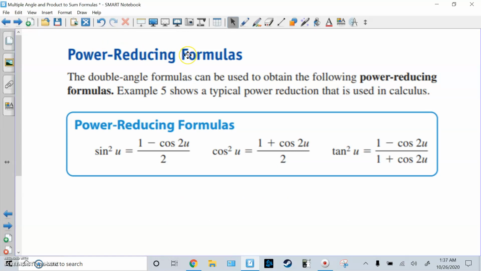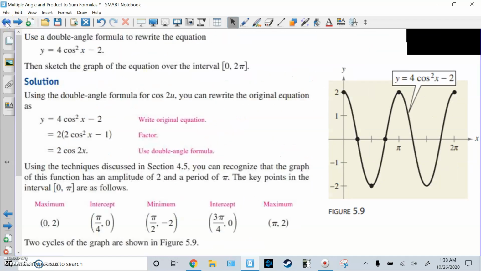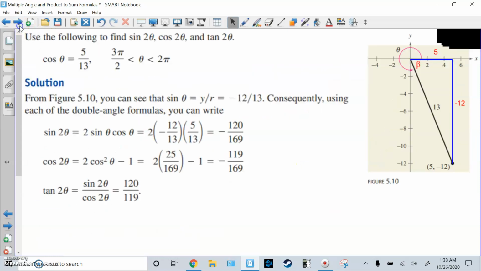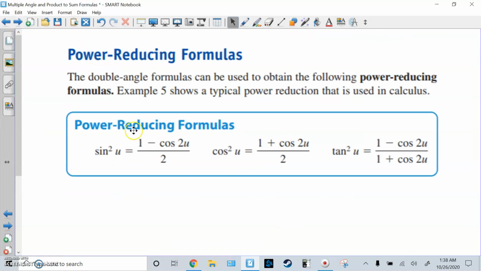Alright, we also have the power reducing formulas. The double angle formulas can be used to obtain the following power reducing formulas. We're about to do example 5, but it's something that we use in calculus. If you notice, cosine of 2 theta, if I go back, I can actually solve for sine squared. I actually use this one, so I could subtract the 1, divide by negative 2, and actually get this. So I can actually go from a formula with an exponent to a formula with no exponent. So that's called reducing the power.